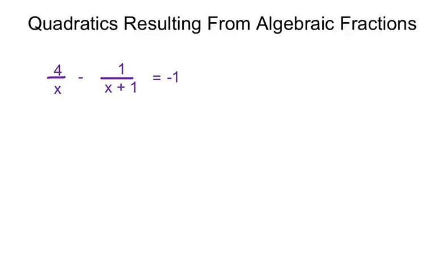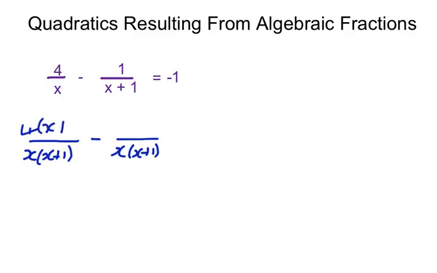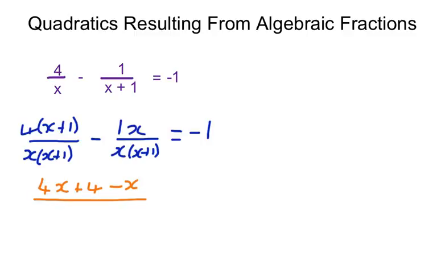So first of all, we need a common denominator, and the common denominator is going to be x times x plus 1, and then on the top of the first one we get 4, and we have to multiply the bottom by x plus 1, so we have to multiply the top by x plus 1. And in the second one we get 1, and we have to multiply the bottom by x, so it's 1x. And that's all equal to minus 1. We haven't done anything to the equation, we're simply rewriting the left hand side. Now we can rewrite that as 4x plus 4 minus x over x brackets x plus 1, and that's still equal to minus 1. Now we're going to multiply by the denominator to remove the fraction.